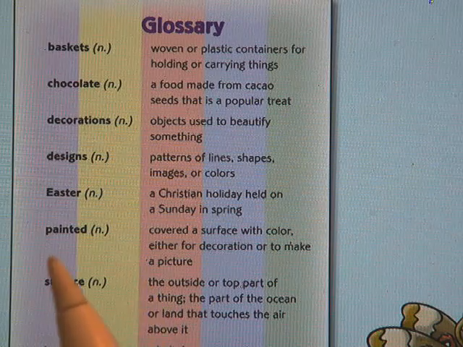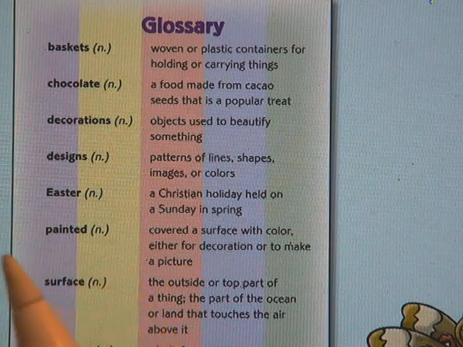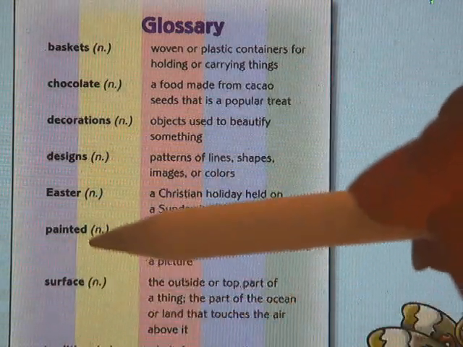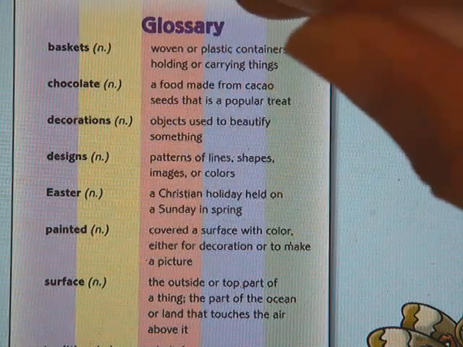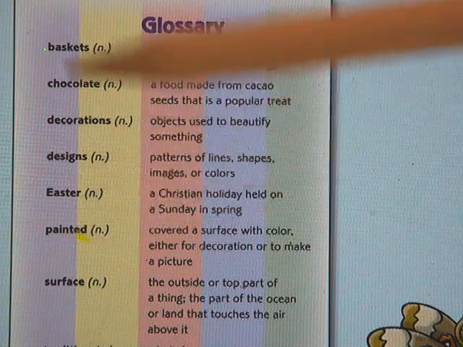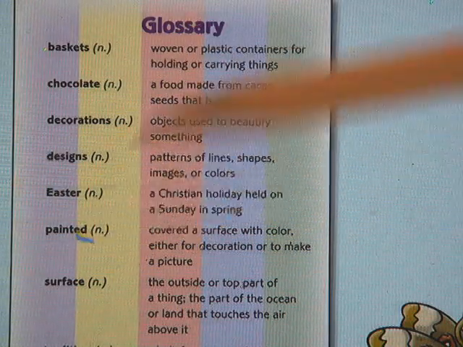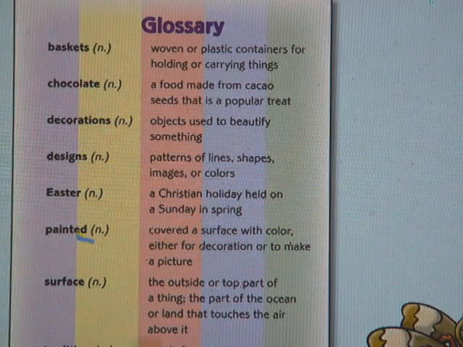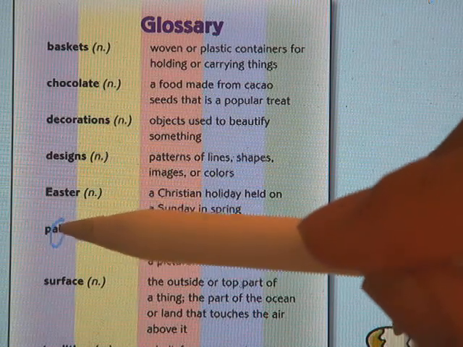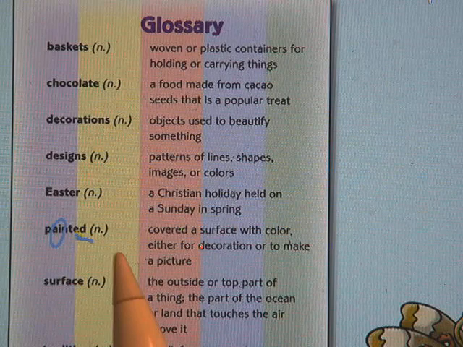Say painted. Spell it: P-A-I-N-T-E-D. Painted. The fact that it ends in ED tells us that it's something that happened in the past. Something that happened in the past. And the AI here makes the long A sound. So paint, ed, something that happened in the past.